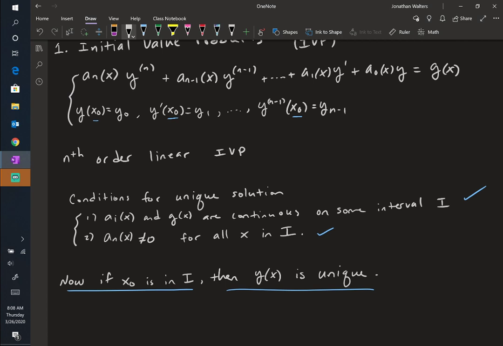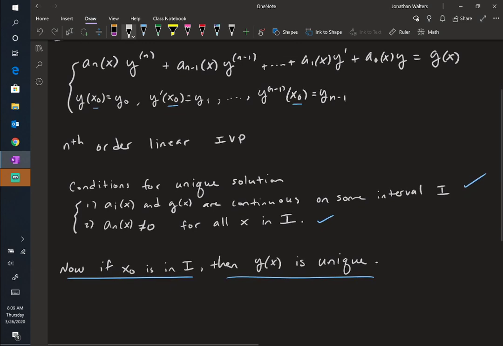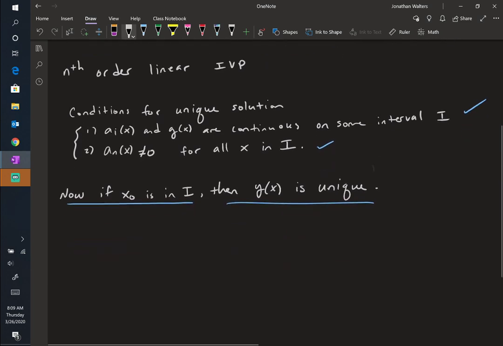So that's the general idea of an initial value problem. I'm not really going to ask you for uniqueness necessarily in this class, but just to be thorough, those are the conditions we need for a unique solution. Now, there is something else called a boundary value problem.